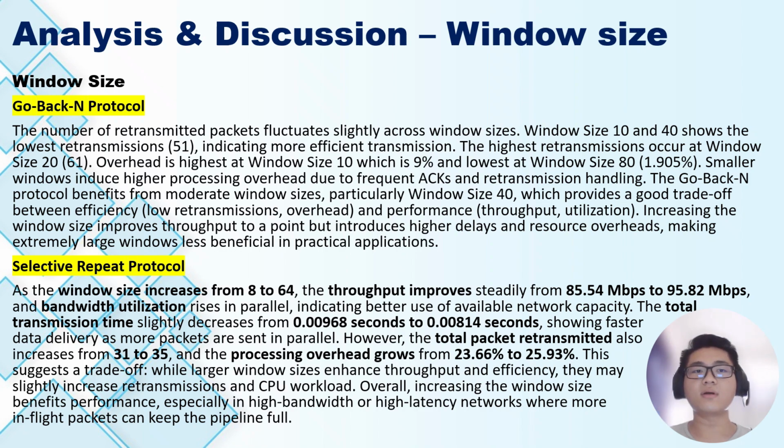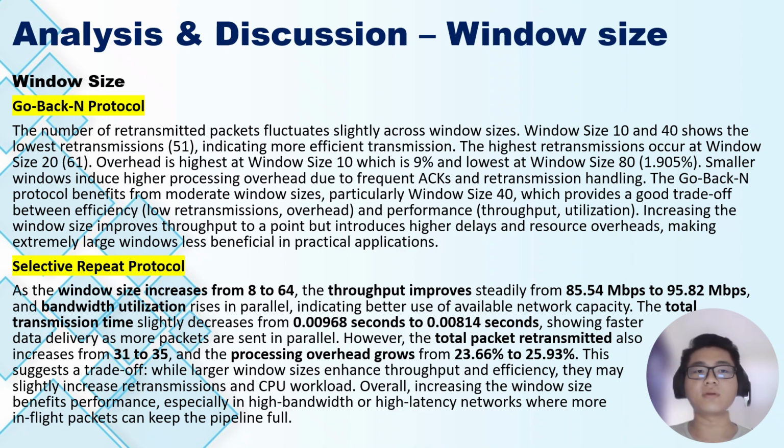The go-back-N protocol benefits from a moderate window size, particularly window size 40, which provides a good trade-off between efficiency, retransmissions, overhead, and performance throughput utilization. Increasing the window size improves throughput to a point, but it causes higher delays and resource overhead, making extremely large windows less beneficial in particular applications.